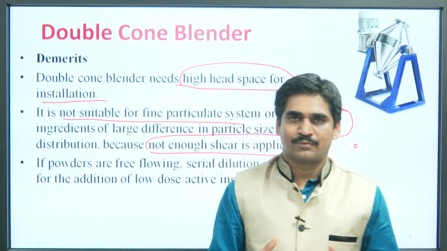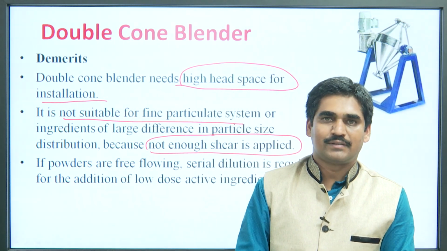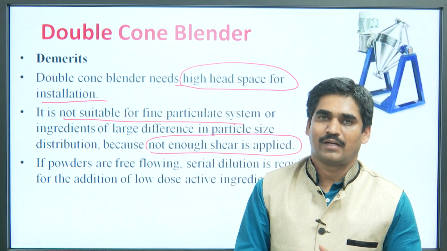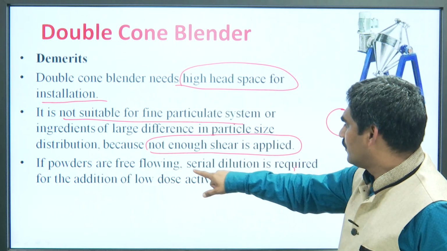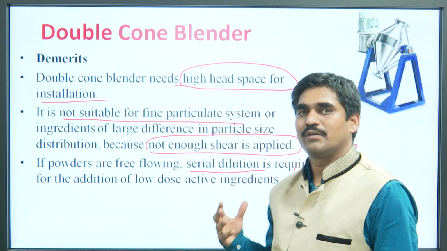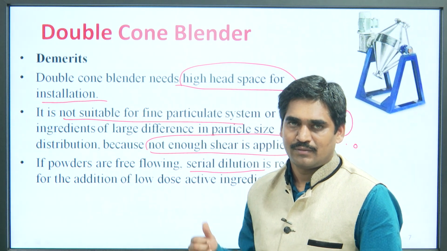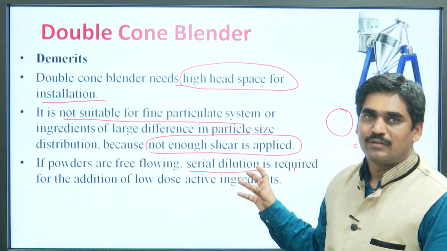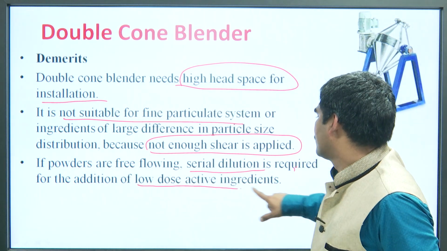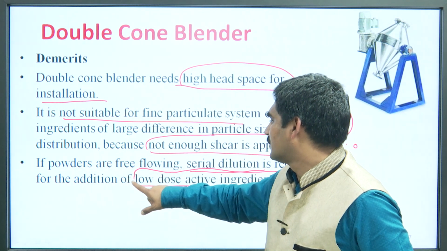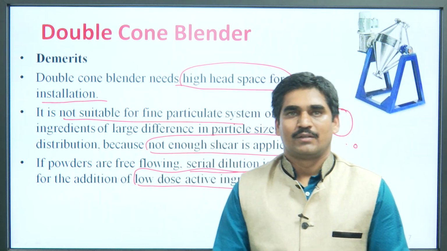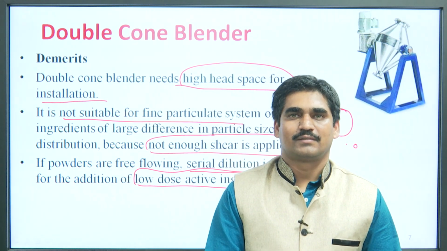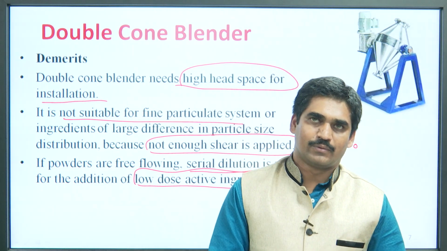If powders are free flowing, then serial dilution is required for addition of low dose active ingredient. Serial dilution means we can go for the geometric dilution method for free flowing powders and low dose active ingredients. So, these are some disadvantages associated with double cone blender.